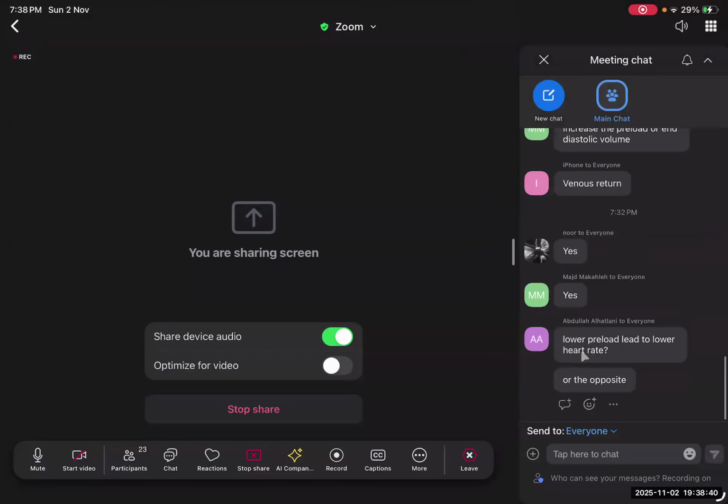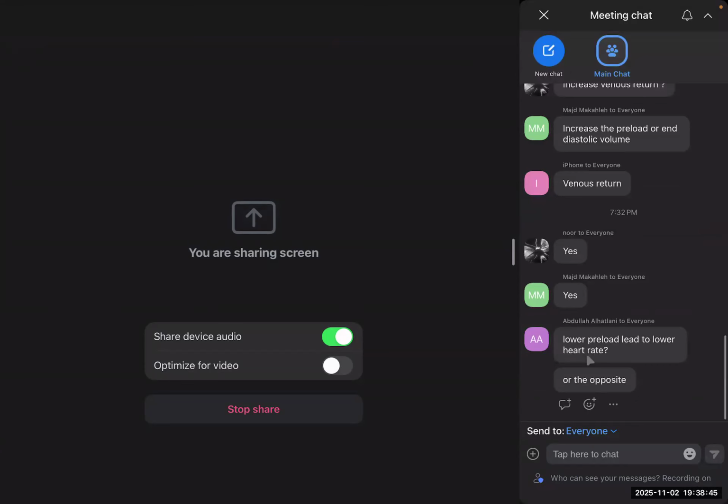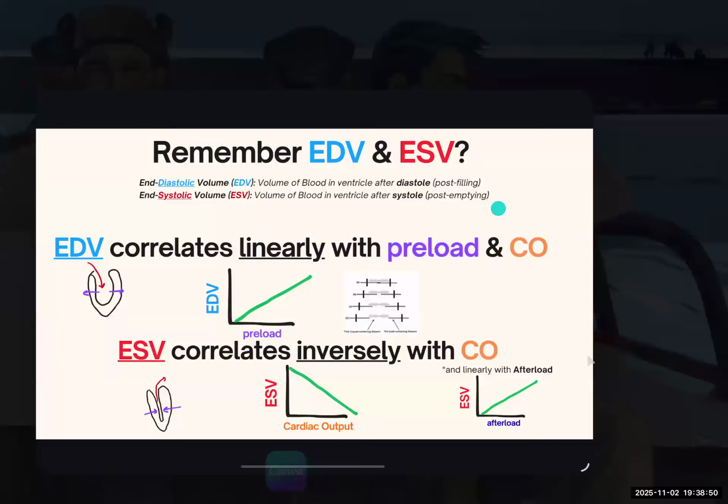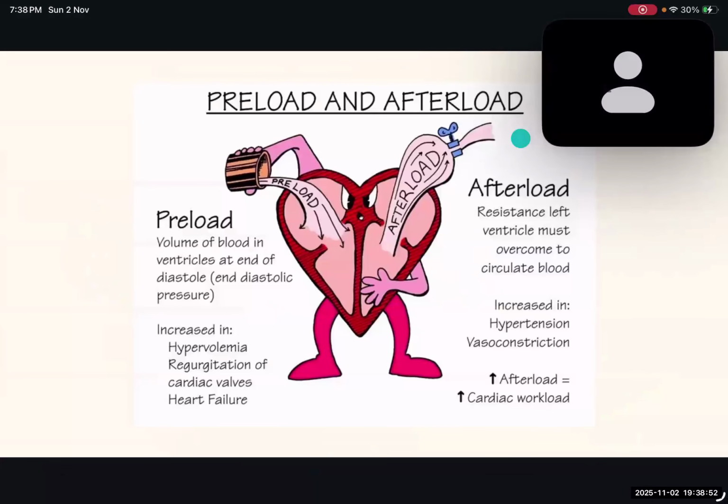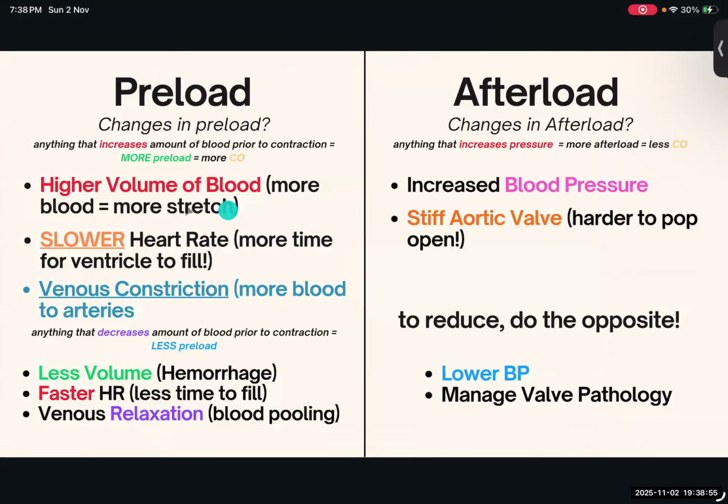Okay, somebody's saying lower preload leads to lower heart rate, or the opposite? No. So it's a good question. Lower preload, let's go back here. Sorry. It's actually the heart rate that affects the preload and not the other way around. So if I have a low heart rate, that means that there is more time for blood to go into the heart, which increases it. So low heart rate equals high preload, and high heart rate equals low preload. Is that clear?